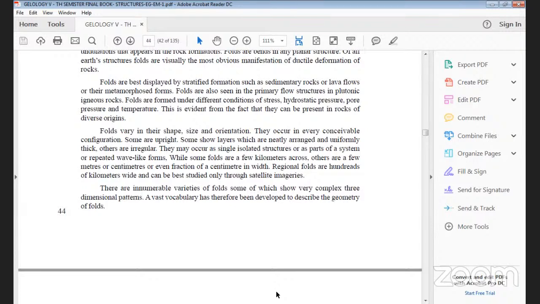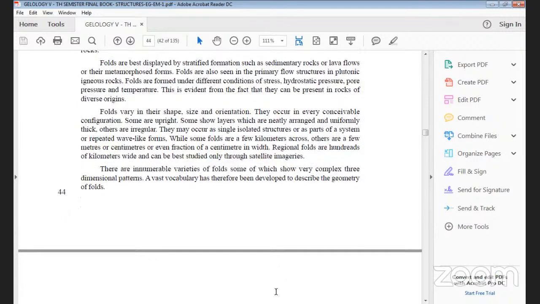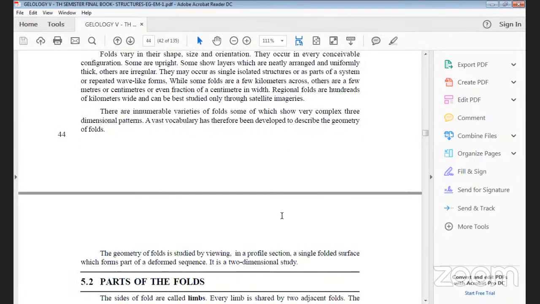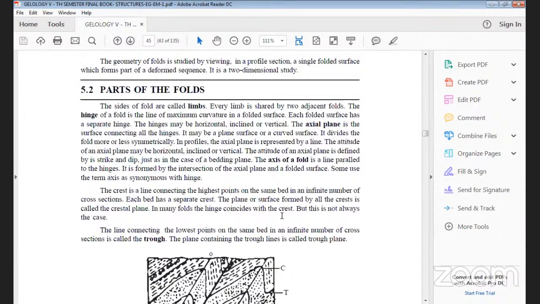Regional folds are hundreds of kilometers wide, and we can see them best only with the use of satellite imagery. The sides of folds are called limbs. Every limb is shared by two adjacent folds.